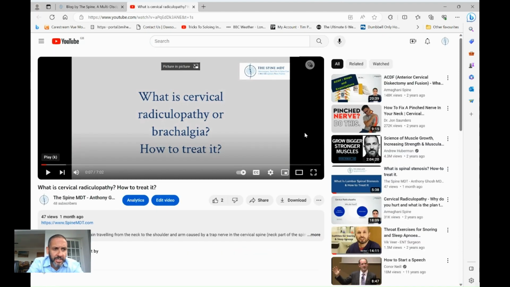Another procedure that's an alternative when you don't have spinal cord compression is called a posterior cervical foraminotomy, where you go in from the back of the neck. I discussed that briefly in the previously mentioned YouTube video on what is cervical radiculopathy, but remember that's specifically if you don't have spinal cord compression.